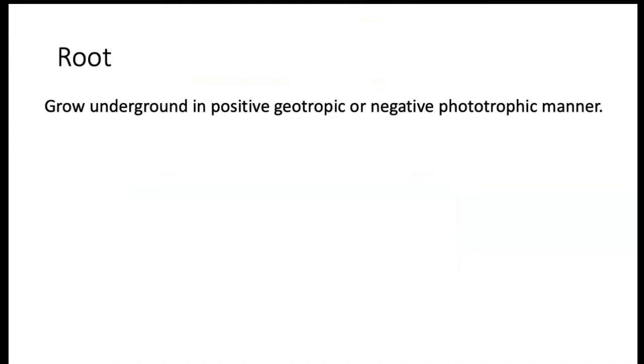This is the underground part, which grows positively geotropic or negatively phototropic. Geotropic means movement or affinity towards the dark. And phototropic means affinity towards light. Roots usually, most of the time, show affinity towards the dark. That's why they always go downward into the soil and tend to remain in the dark.